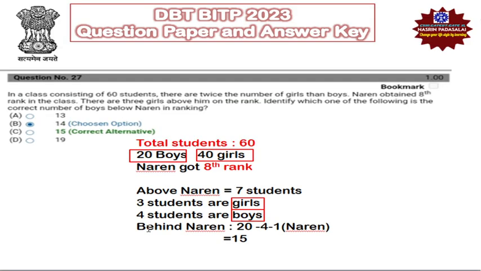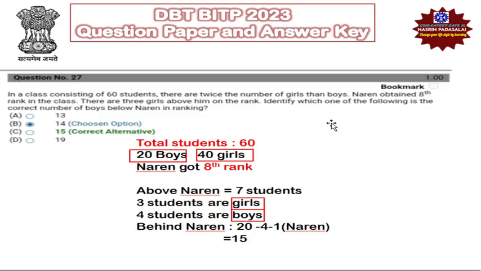Next is in a class consisting of 60 students. So total student in the class is 60. There are twice the number of girls than that of boys. So totally 20 boys are there and 40 girls are there. And Narayan obtained 8th rank. So before Narayan, there are 7 persons getting first rank, second rank to 7th rank. Okay, there are 3 girls above him on the rank. So total number of students is 3 students are girls, and so ultimately remaining 4 will be boys.